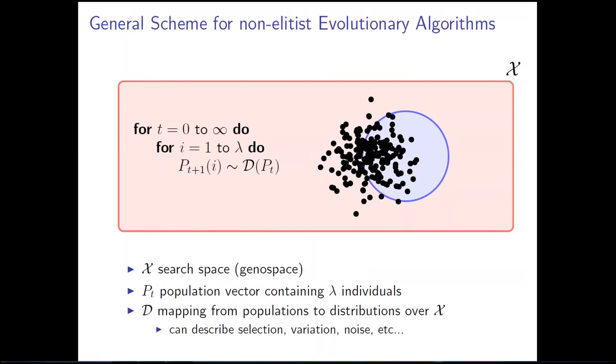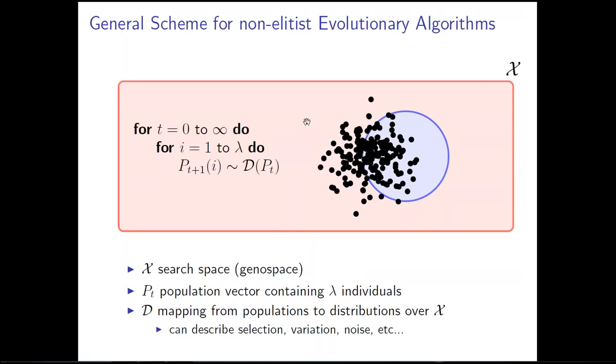Okay, so first of all, we need to specify what type of algorithms we are talking about. The methods I'm talking about today apply to these types of algorithms that can be described in this way. So we have some search space X. This could, for example, be the set of bit strings of length n. And then we have a population.